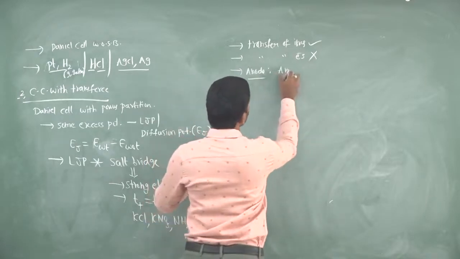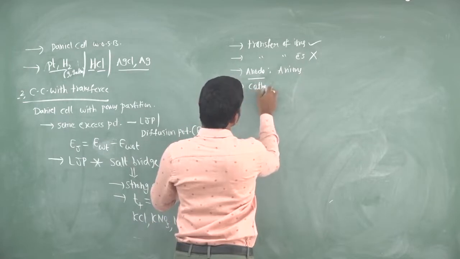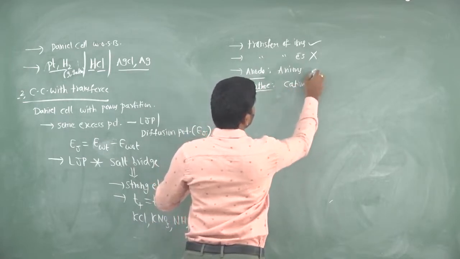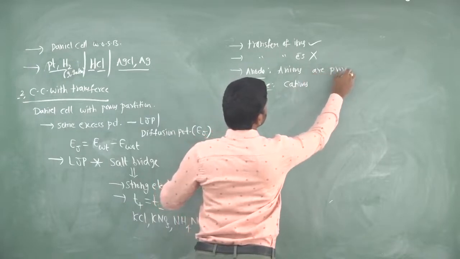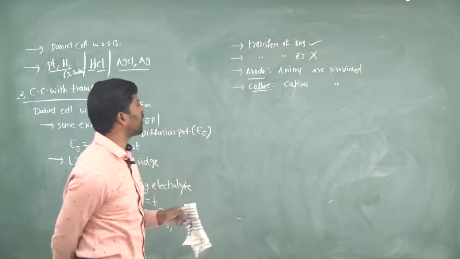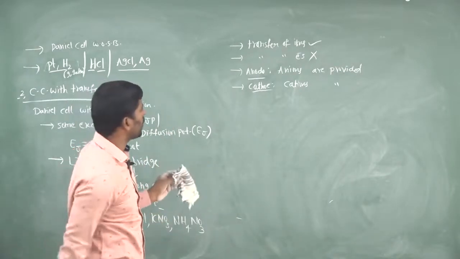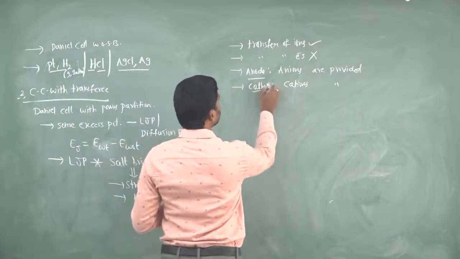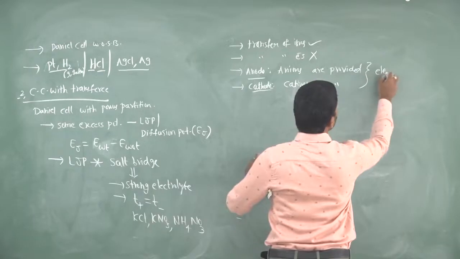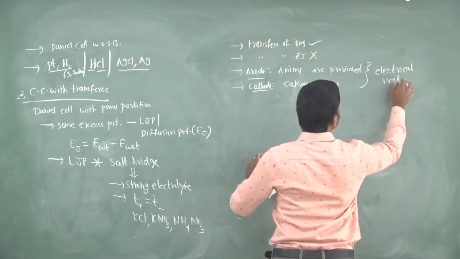So anions are provided, and in the cathodic half of the cell, a sufficient number of cations are provided. Sufficient anions in the anodic half, sufficient cations in the cathodic half. Therefore, the importance of the salt bridge is that it maintains what? Electrical neutrality.